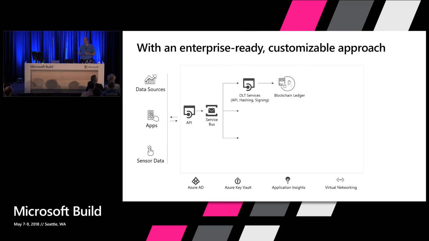Service bus can then send those things to 3 different places. The first is this microservice that's responsible for receiving requests, laying out transactions in the format expected by the ledger, using the right hashing function to summarize that data, and then signing it with the right signing algorithm, using the keys that are in Key Vault for the user who's authenticated when they called the API or delivered the message to service bus. And then that's delivered to the ledger by that service.